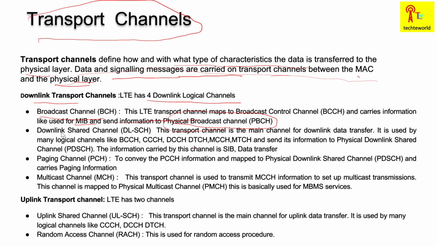Okay, and then we have the downlink shared channel, right? This downlink shared channel is a very important one. Why is it important? Because all the logical channels like BCCH, CCCH, DCCH, DTCH, MCCH and MTCH are mapped to this channel only. So this transport channel is the main channel for downlink data transfer. Okay, this is very important. It is used by many logical channels and sends its information to the physical downlink shared channel, PDSCH.